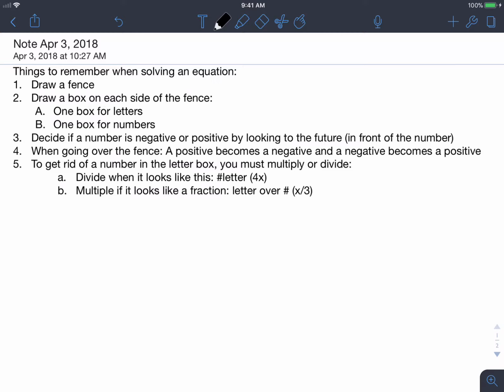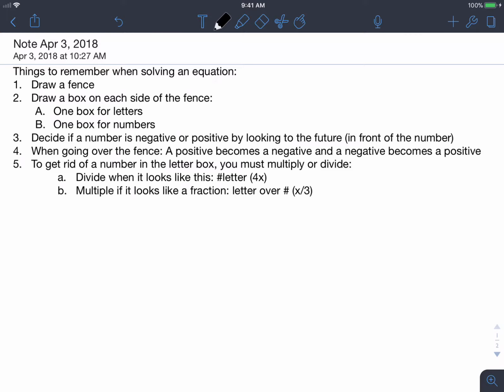Decide if a number is positive or negative by looking to the future, or in front of the number, to decide if it's positive or negative. And then when going over the fence, a positive number becomes a negative, and a negative becomes a positive. And then the last step is we're going to get rid of the number in the letter box, if there is one. You must either multiply or divide when getting rid of this. Divide when you have a number next to a letter, and multiply if it looks like a fraction, a letter over a number.